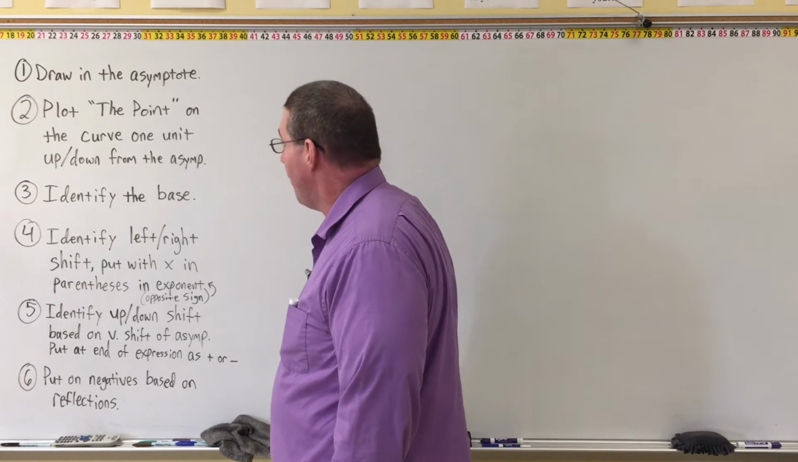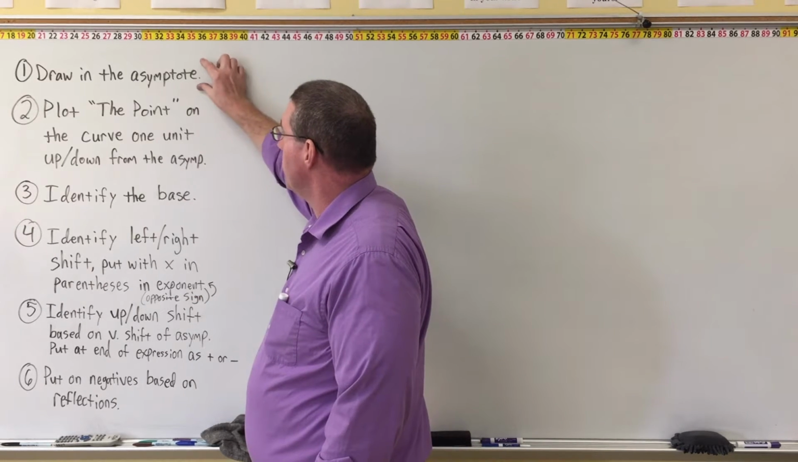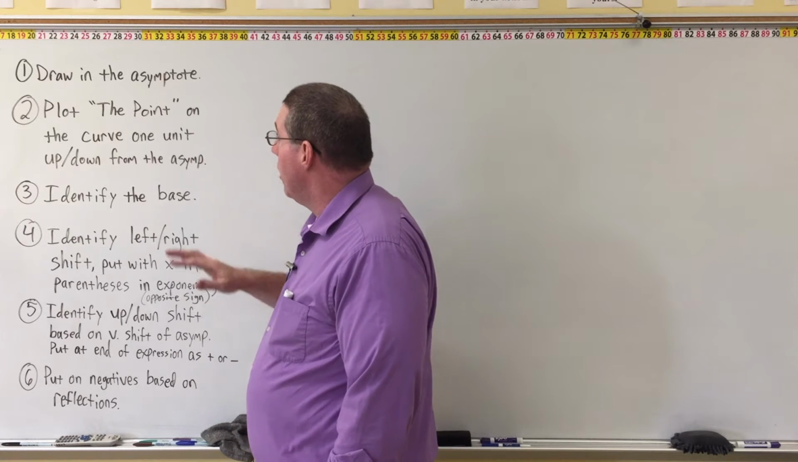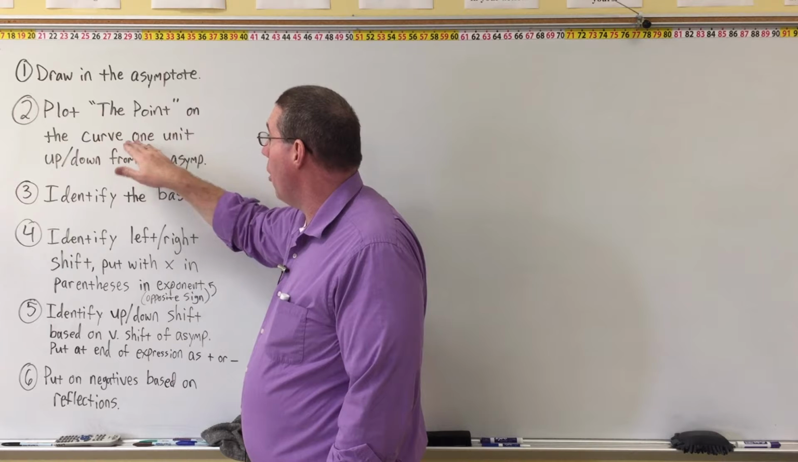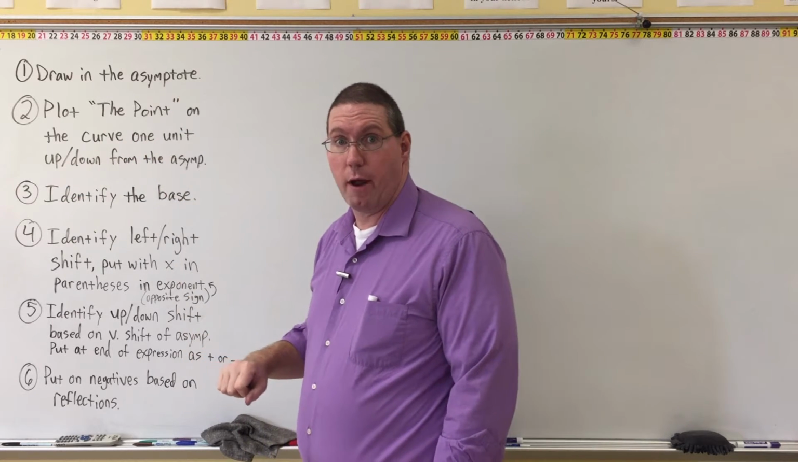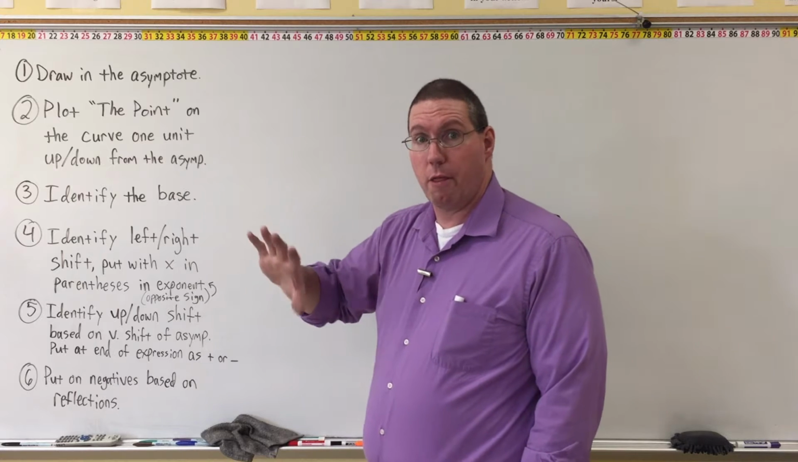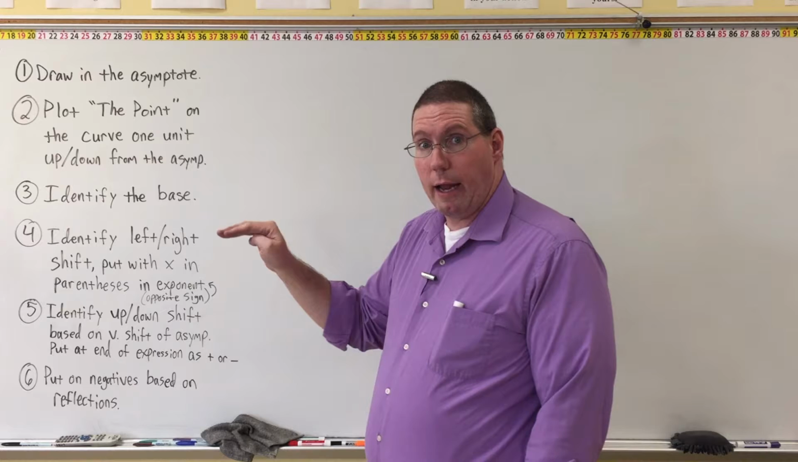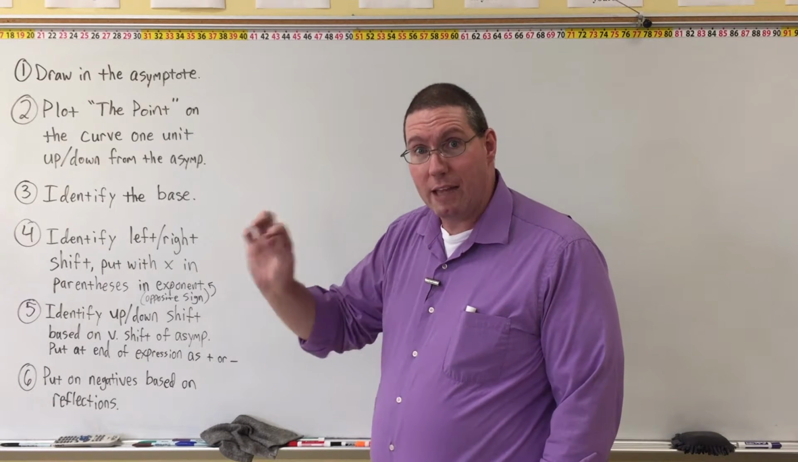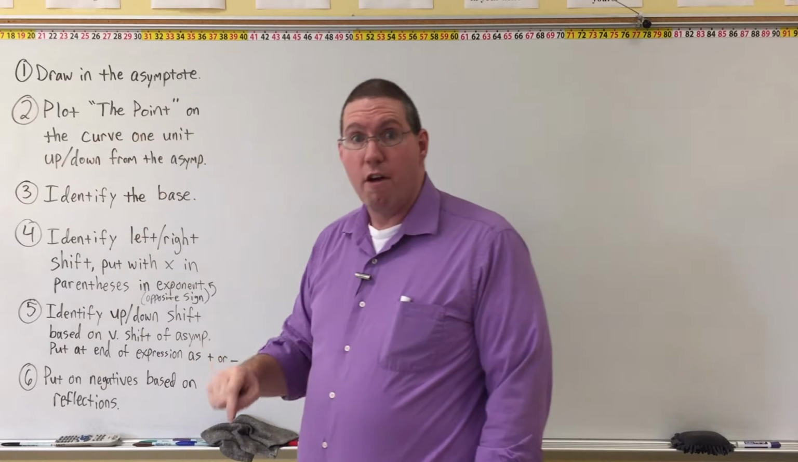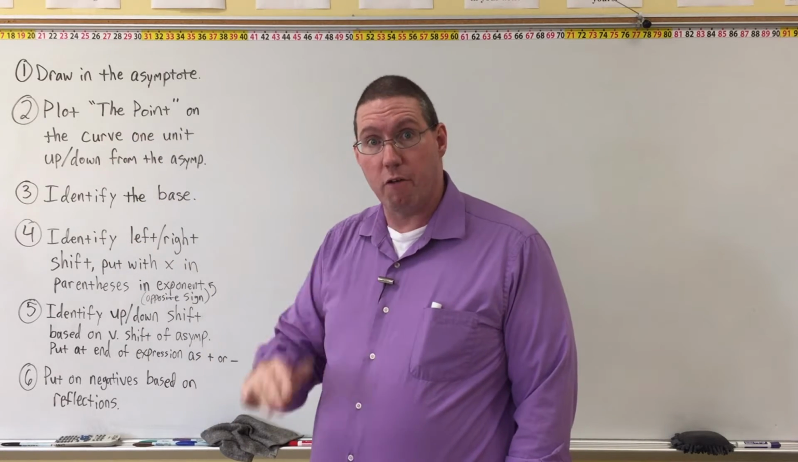When you look at the graph of an exponential function, the first thing you're going to do is draw in the horizontal asymptote. Then you're going to plot the point on the curve 1 unit up or down from the horizontal asymptote, right? So you're either going to go up or down depending on whether the curve is above or below. Then you're going to move along that line, that's 1 unit up or down, until you hit the curve, and that is the point. The point is always vertically 1 unit above or below the asymptote.